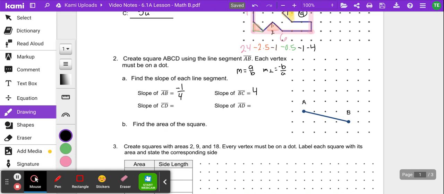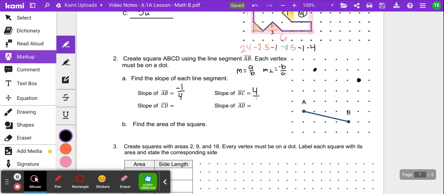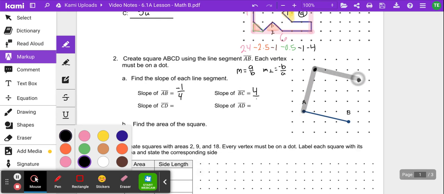Okay, so up 4 over 1. Up 4, 1, 2, 3, 4 over 1. I get a dot there. Same thing here, up 4 over 1. 1, 2, 3, 4 over 1. And then I can make my square. Maybe. There we go.